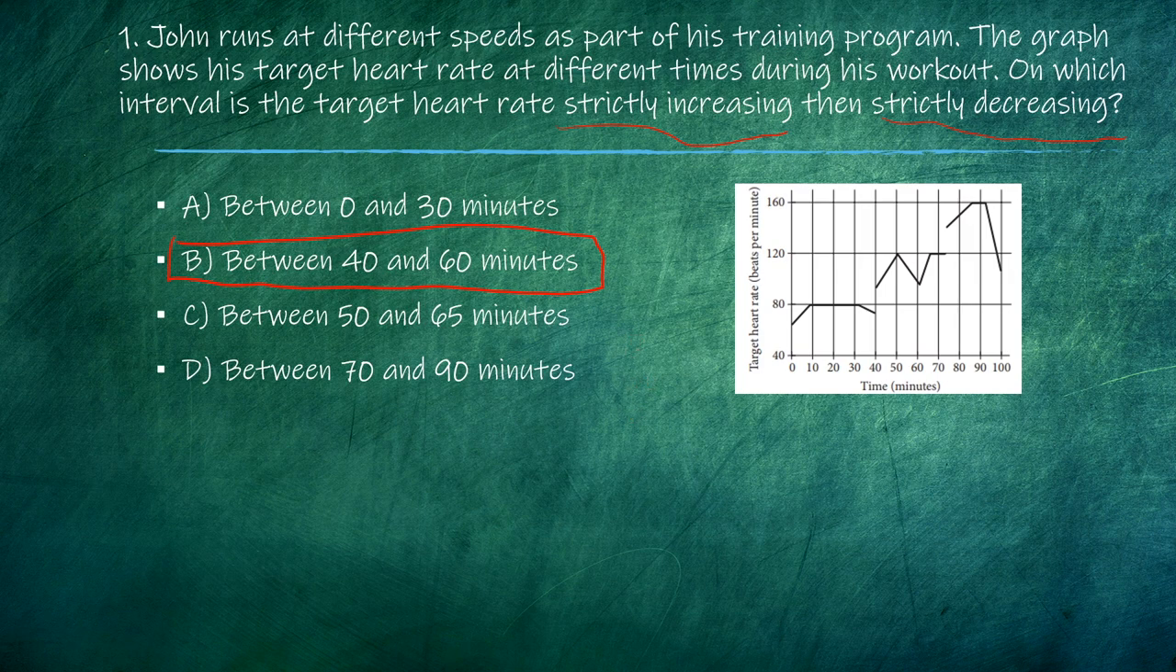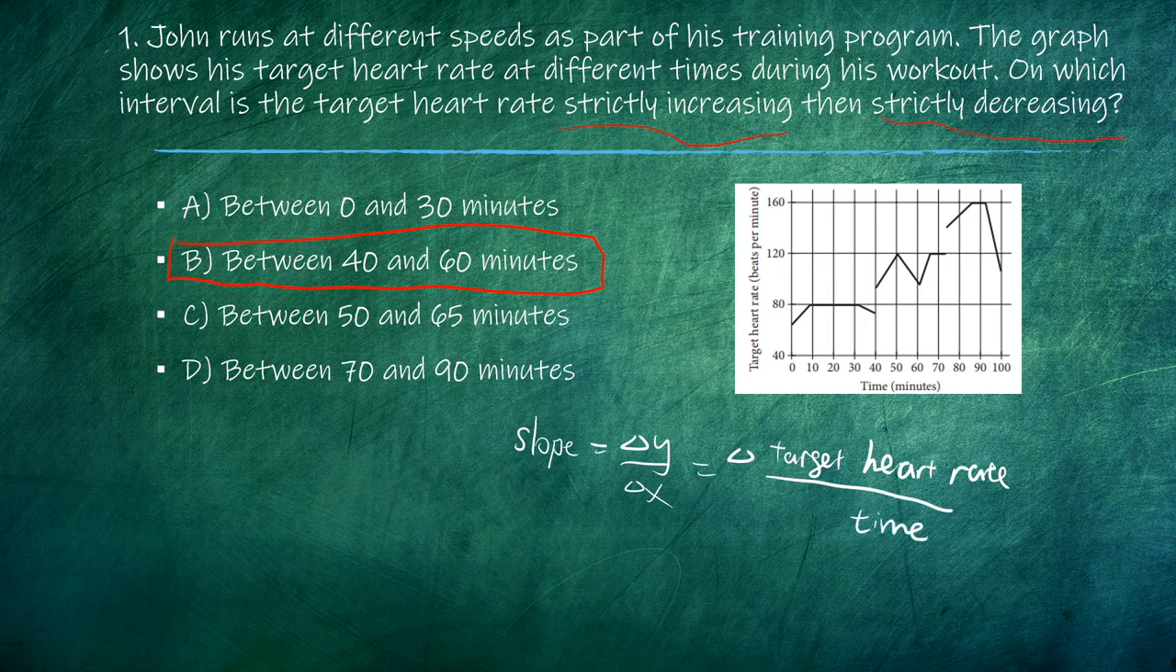So remember, slope is the formula change in y over change in x. In this case, on the y-axis we have target heart rate, and on the x-axis we have time. So in other words, it's saying that change in y is the change in the targeted heart rate over the change in time. When we have a positive slope, it means the heart rate is increasing as time goes on. When there's a flat slope, it means the heart rate is not increasing as time goes on. And when we have a negative slope, it means the heart rate is decreasing as time goes on.